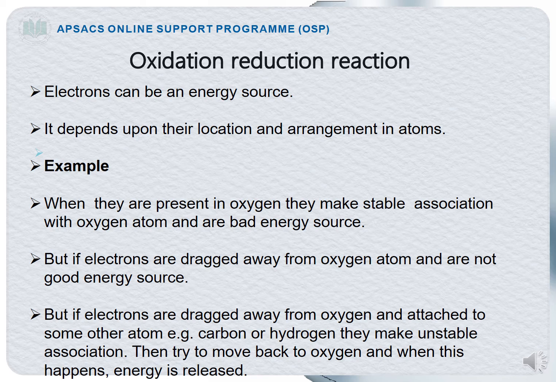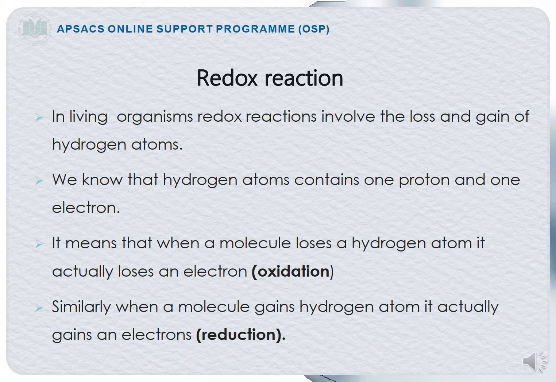But if we drag the electrons away from the oxygen atom, then it will be a good source of energy. Like if one oxygen atom is attached to some other atom like carbon or hydrogen, they will make an unstable association. If they are making an unstable association, then in this way they will be able to release or give energy. Redox reaction: in living organisms, redox reactions involve the loss and gain of hydrogen atoms.